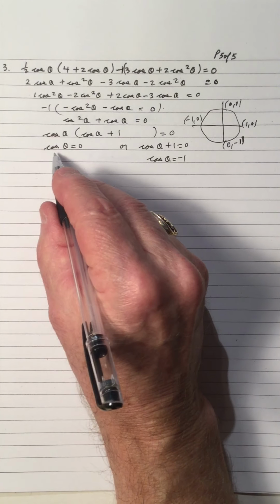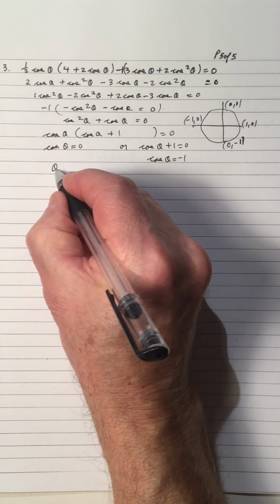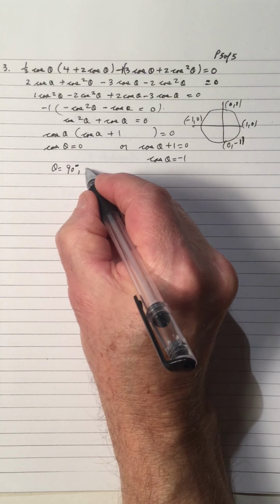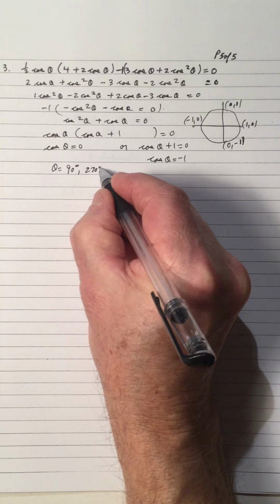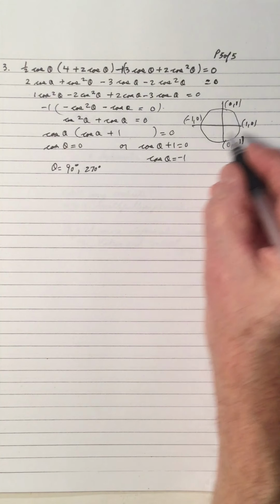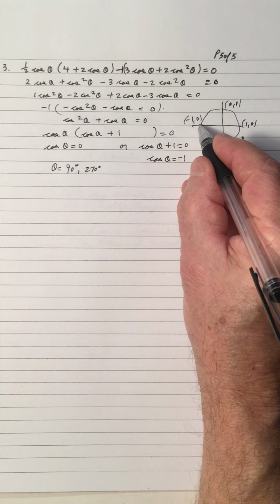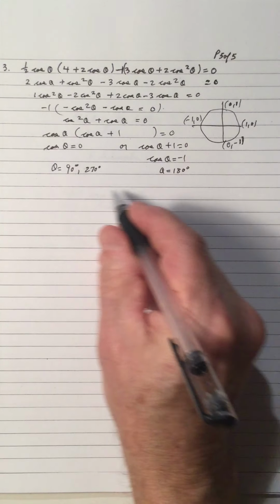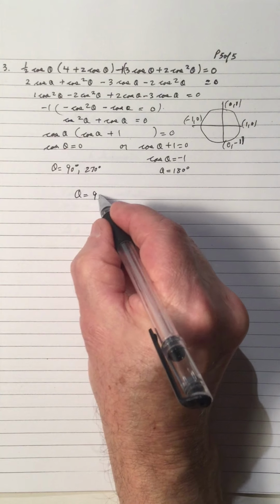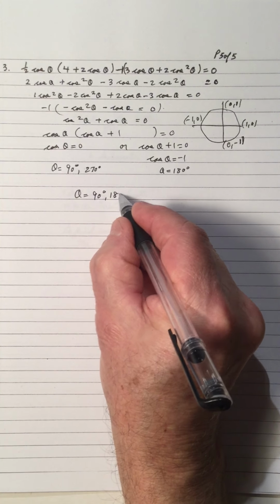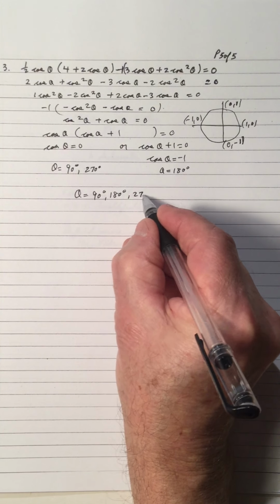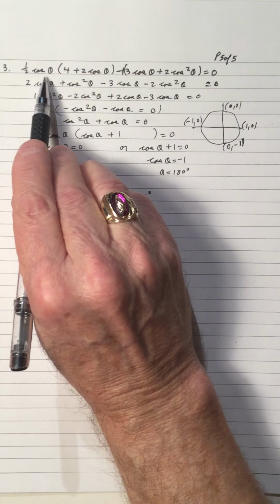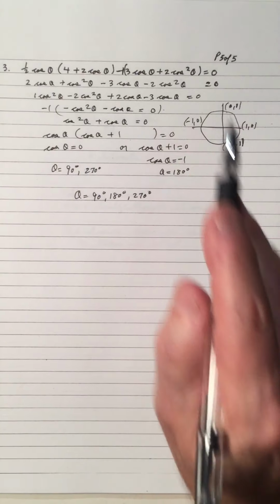Cos is the x, where x is 0, and theta is 90 and 270. And cos is negative 1 at the 180. And so we have them all; put them in order: 90, 180, 270. And again, these are all the angles that when you sub them in here and work it out, you'll get a 0.